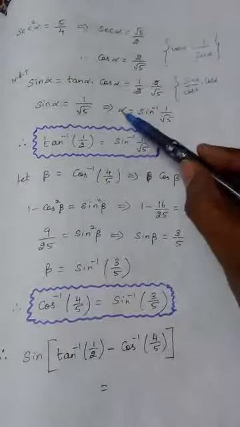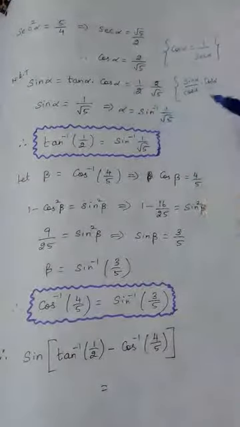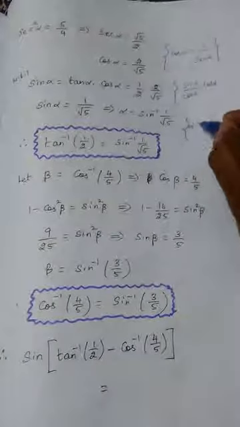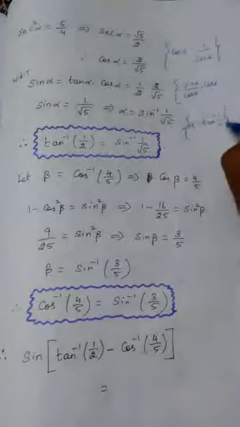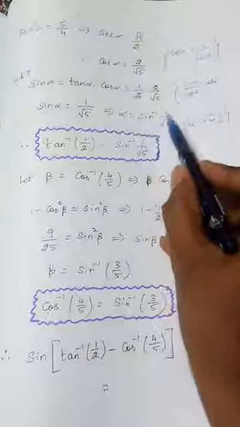And what is alpha here? Sin inverse 1 by root 5. Already we are having the result. Alpha is equal to tan inverse 1 by 2. This is how we started the problem. Now we got alpha is equal to sin inverse 1 by root 5.